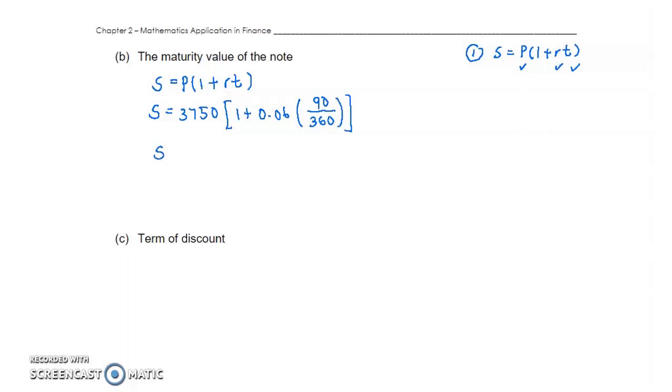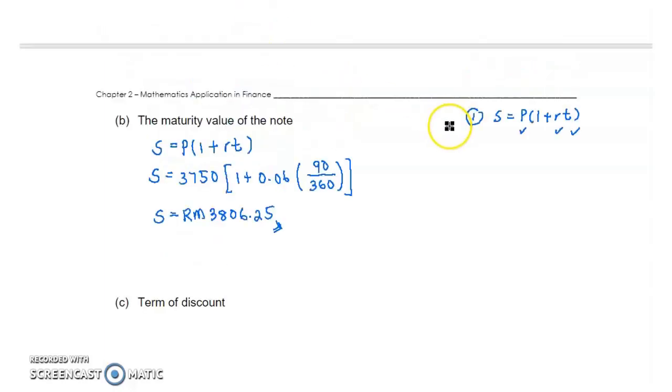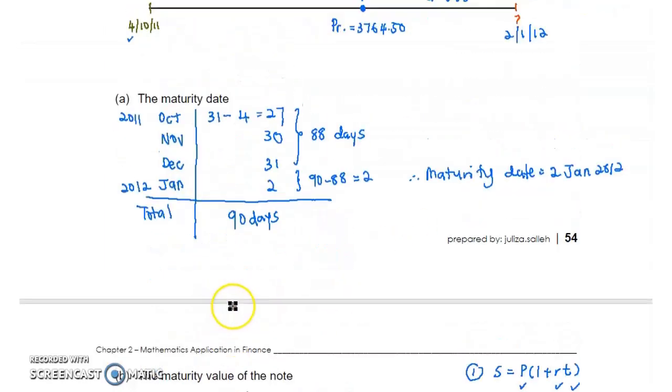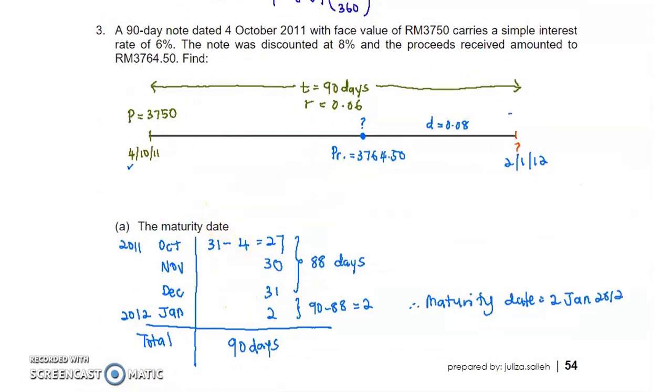Okay, calculate this one, we will get, so your answer must be more than 3750. So the answer will be RM 3806.25. Okay, so again, S must be more than P. Okay, C, term of discount. I put here S equal to 3806.25. Okay, term of discount is from discounted date until maturity date.